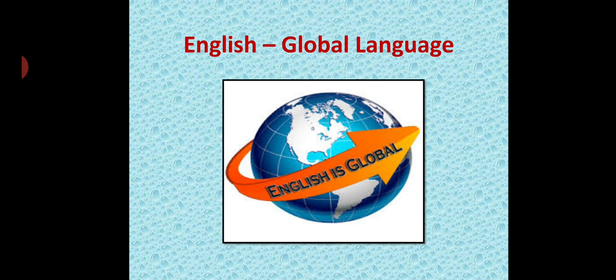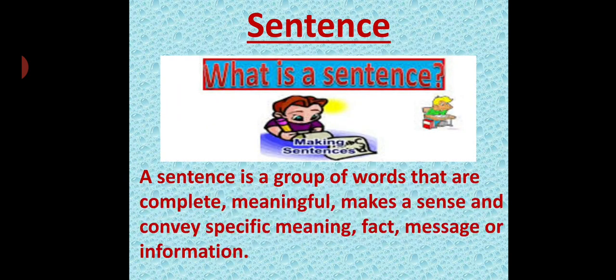First, we would see the definition of a sentence. A sentence is a group of words that is complete, meaningful, makes sense, and conveys a specific meaning, fact, message, or information. So, these sentences play an important role in verbal as well as in written communication.